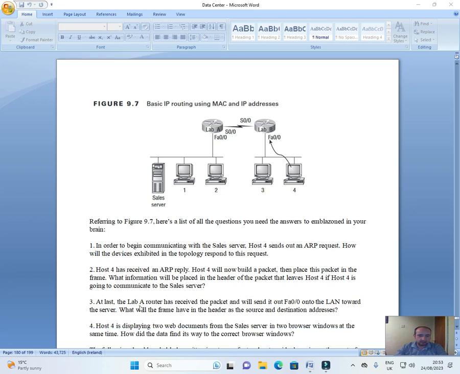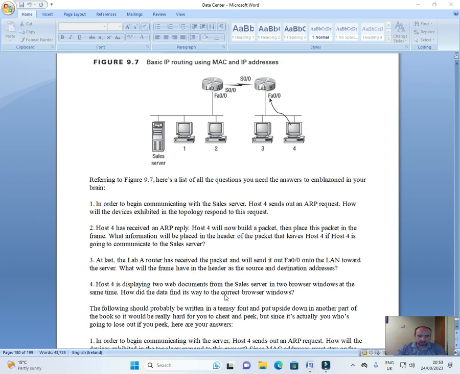3. Lastly, the lab A router has received the packet and will send it out FA 0/0 onto the LAN toward the server. What will the frame have in the header as the source and destination address? Host 4 is displaying 2 web documents from the sales server in 2 browser windows at the same time. How did the data find its way to the correct browser window?